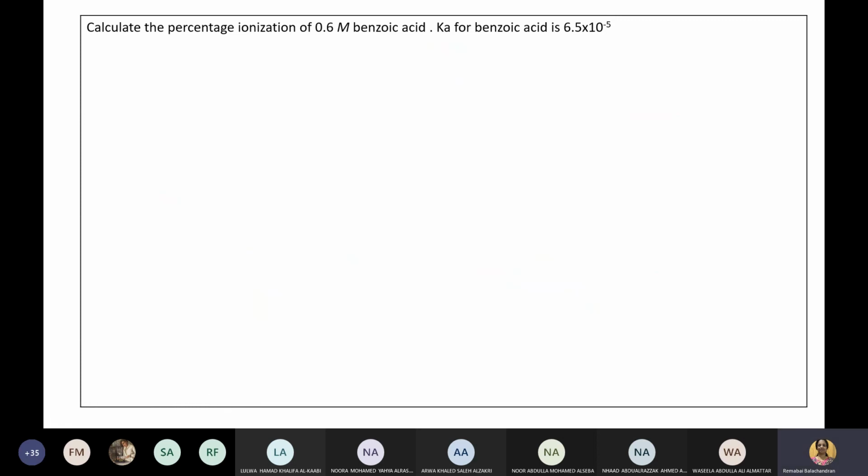calculate the percentage ionization of 0.6 molar benzoic acid. Ka is given. Do you remember how to find percentage ionization? The formula is X over A times 100. So you need to know X and A. A is the initial concentration, 0.6 molar. Now benzoic acid formula, if you don't know, you can write HB. Actually, it is C6H5COOH. HB gives H plus and B minus.